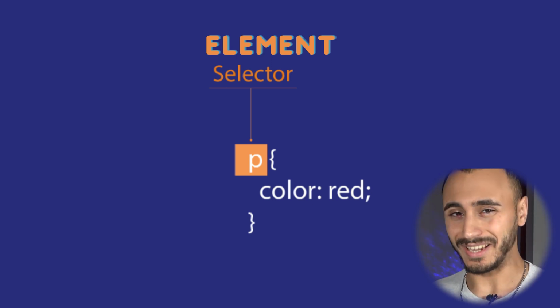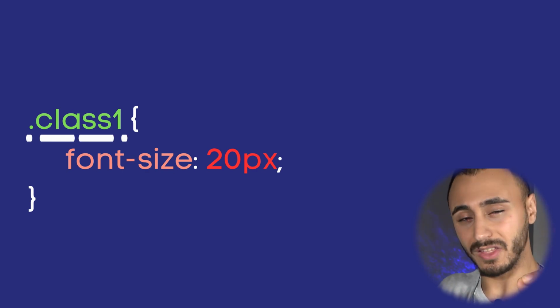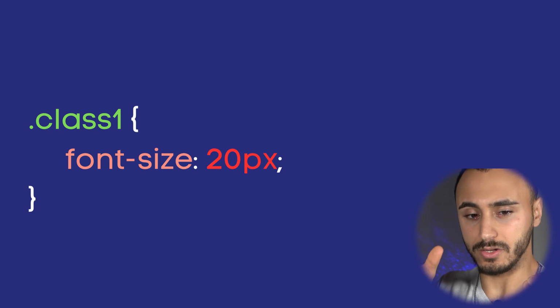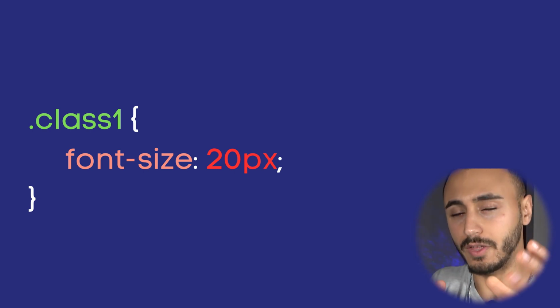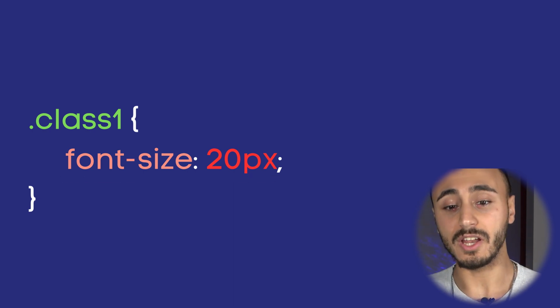And when it comes to the class selector, as you see, we use a bit different syntax, which is a period and then the class name, in our case class 1. Let's just call the class name class 1. Then you give the CSS that you want, in our case property font-size, and the value is 20 pixels.